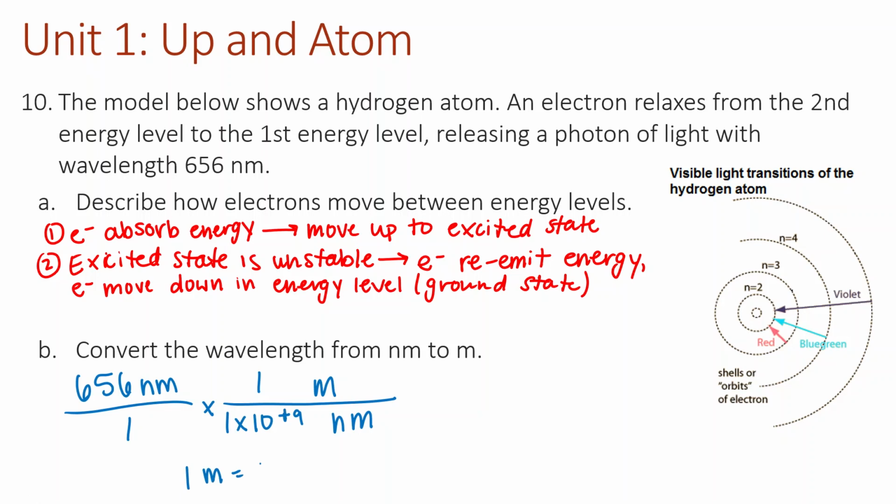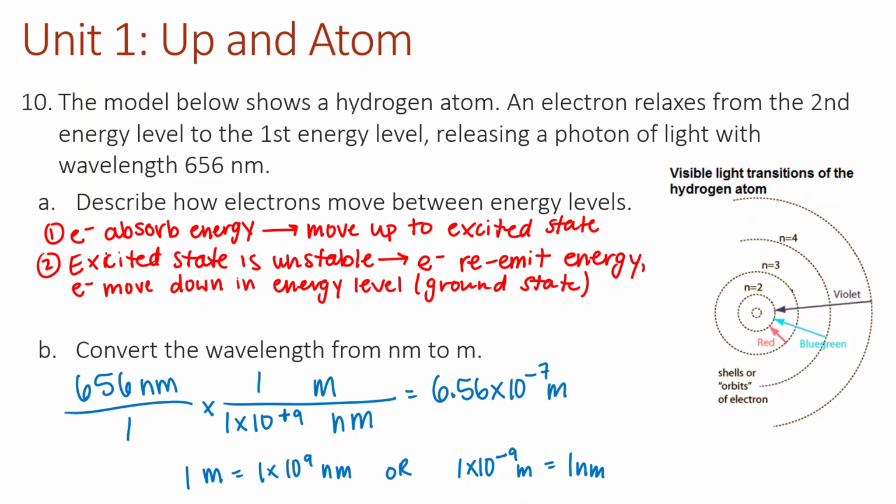So 1 meter is 1 times 10 to the 9 nanometers, or I could write it like this: 1 times 10 to the negative 9 meters is the same as 1 nanometer. Either conversion factor, they're both the same. Just make sure you put the correct number in the correct place. So when I solve this, I get 6.56 times 10 to the negative 7 meters.